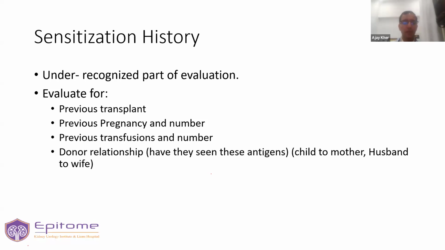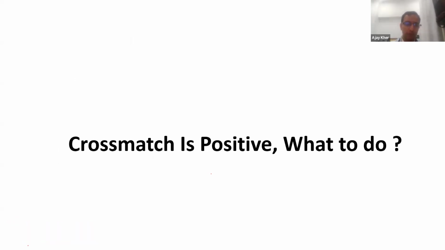Okay. One of the keys that I think is very underutilized or underappreciated is that taking a good sensitization history is key. So previous transplant, previous pregnancies, numbers, previous transfusions, and donor relationship: have they seen these antigens before? As we were talking about, child to mother, husband to wife. So this is key and very important before you proceed with which kind of testing and what testing you have, and the overall risk assessment.